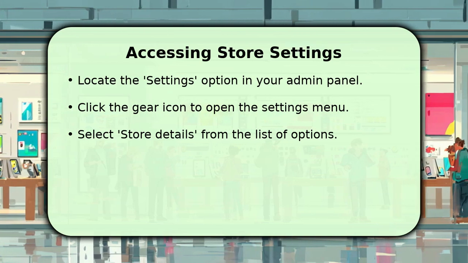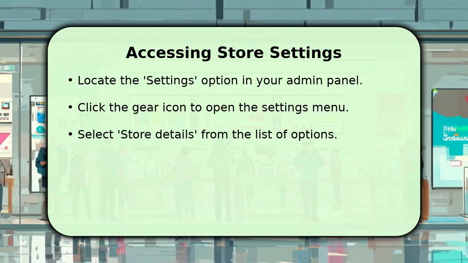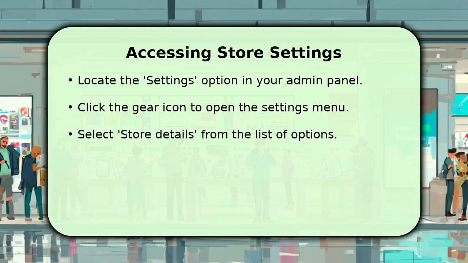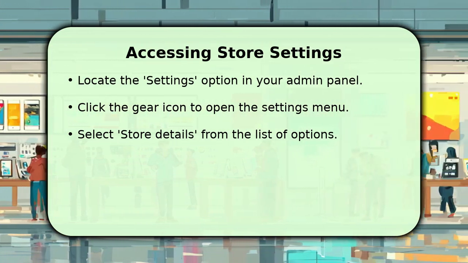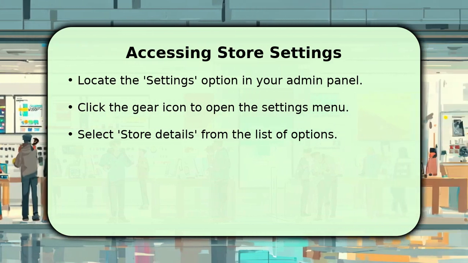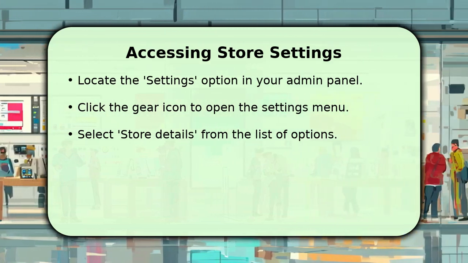Next, select Store Details from the list of settings presented. This section contains fundamental information about your business, including its primary contact email address. This step brings you closer to updating your store's crucial contact information.